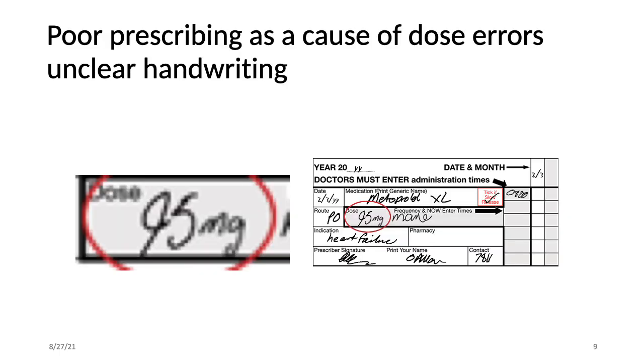Poor prescribing as a cause of dose error sometimes can be related to unclear handwriting. If you see this prescription for metoprolol, is this number 95 or 45? You have to write very clearly so that the pharmacist and the nurse can check and give the appropriate dose. And also, it is the responsibility of the pharmacist and the nurse, when they are not sure, to call the doctor and verify the dose.